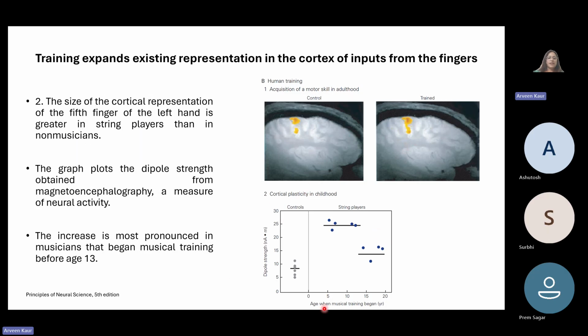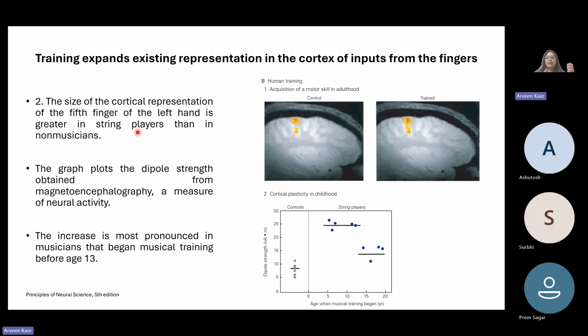Then in this representation over here, you can see the cortical plasticity that is there in childhood. The x-axis over here is the age at which a person began their musical training. So the size of the cortical representation of the fifth finger of the left hand is greater in string players than in non-musicians, right?